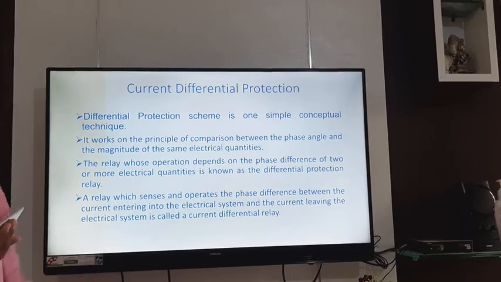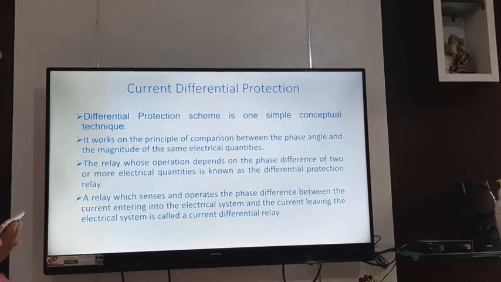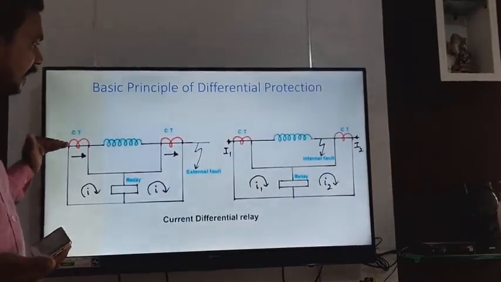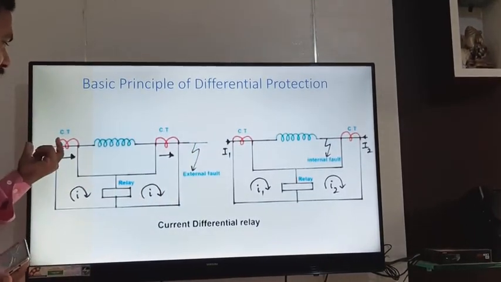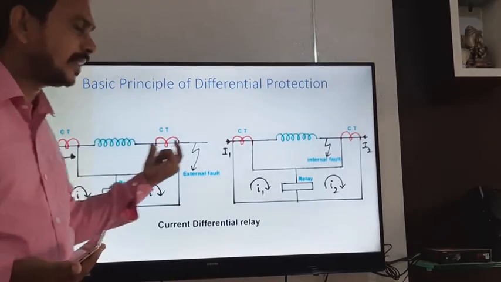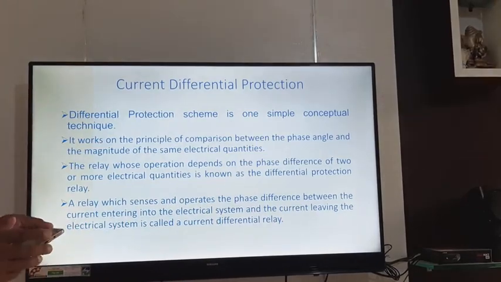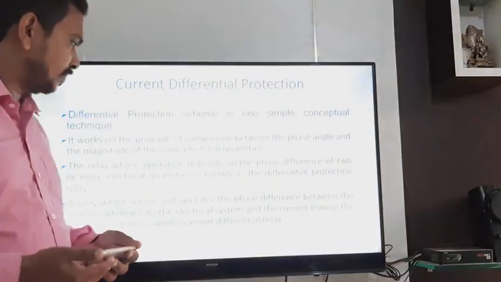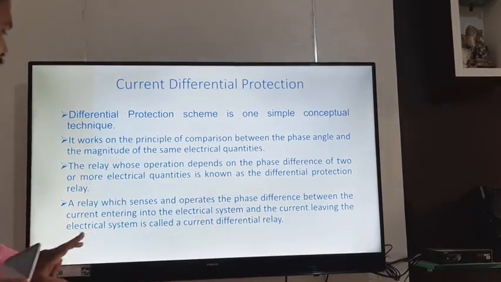The relay which senses and operates on the phase difference between the current entering the electrical system and the current leaving the electrical system is called a current differential relay. If we see this figure, current is entering here and current is leaving here. So it responds to the current entering the circuit and the current leaving the circuit. That is known as the differential relay.